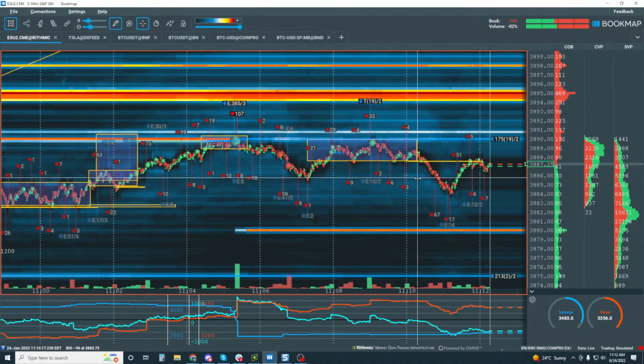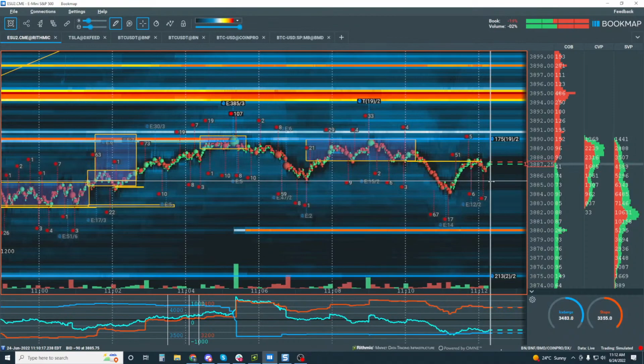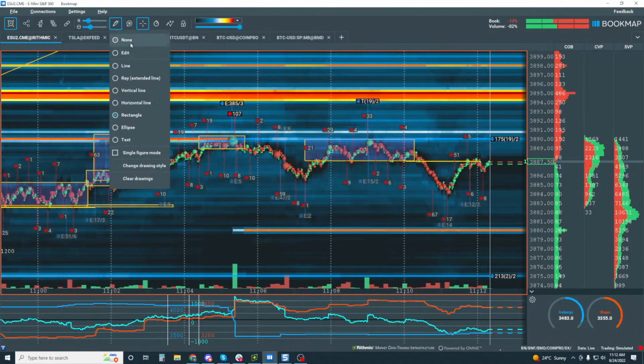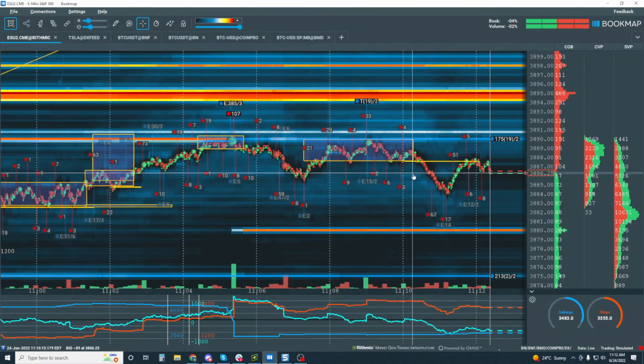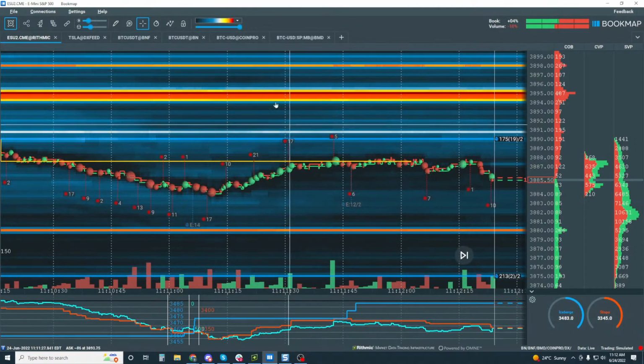From right here to right here. Oh, it's because I'm in drawing tools. That's why. Okay, let's try that again. There we go. All right.